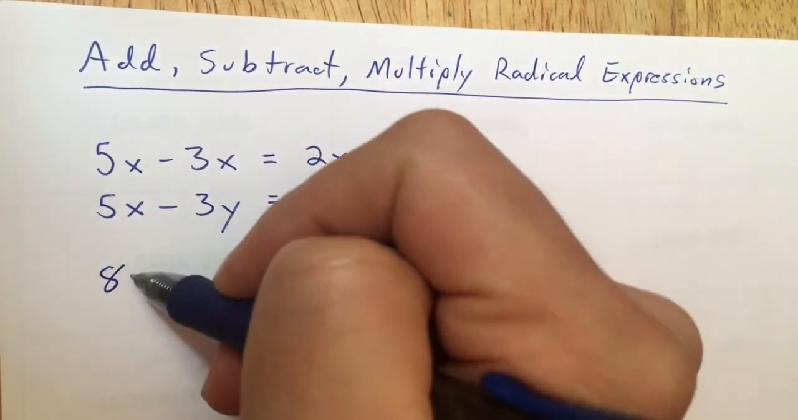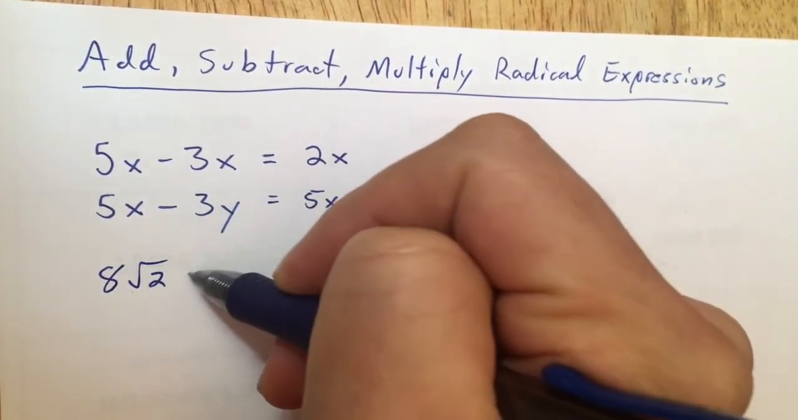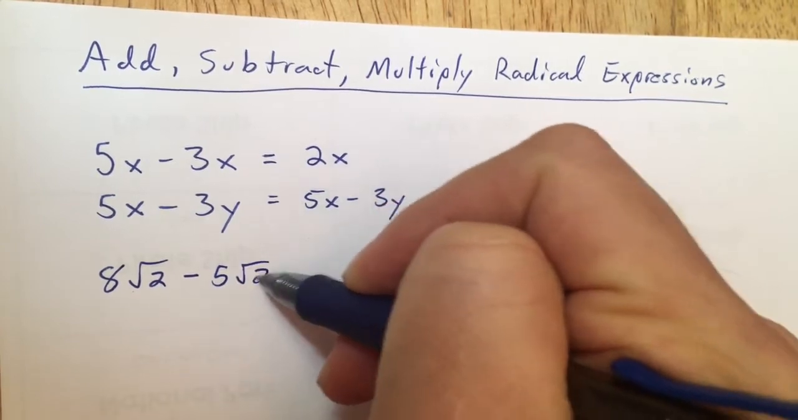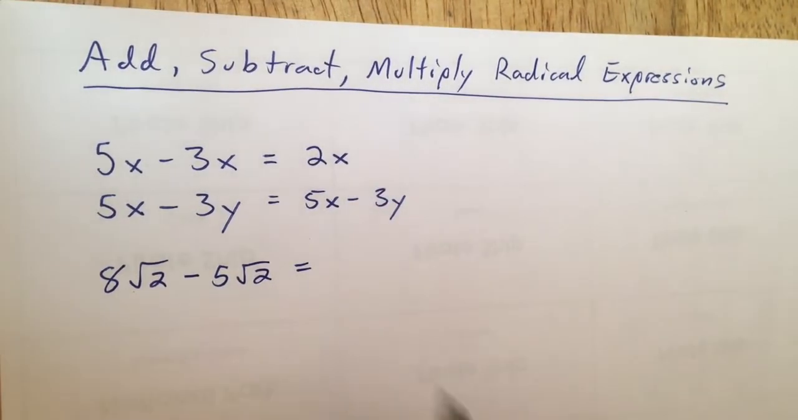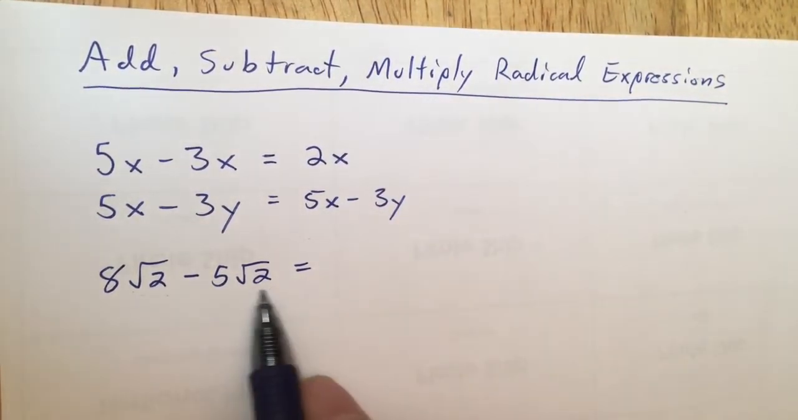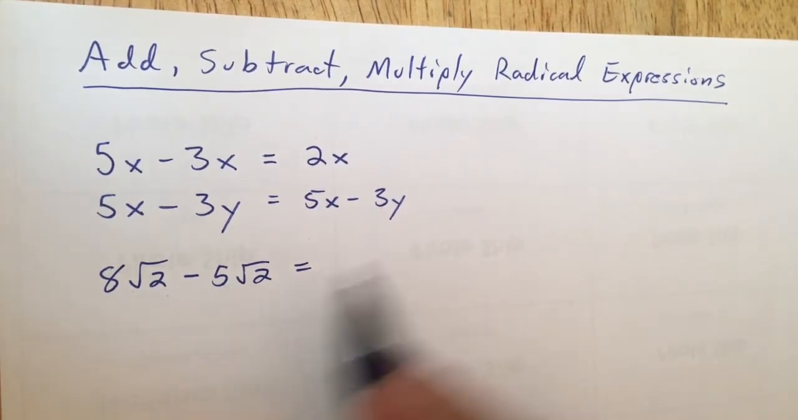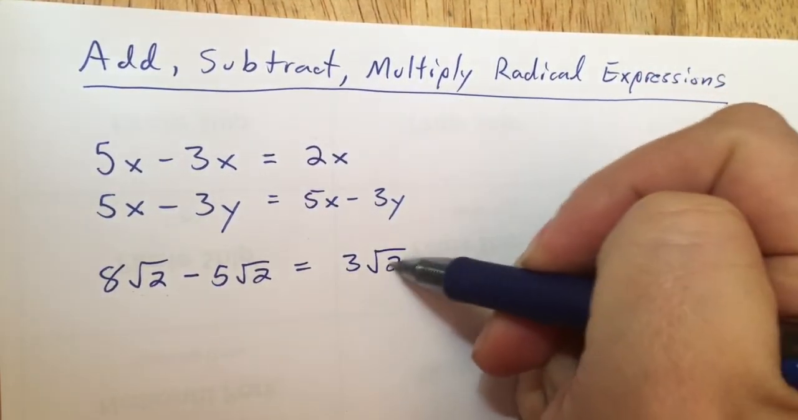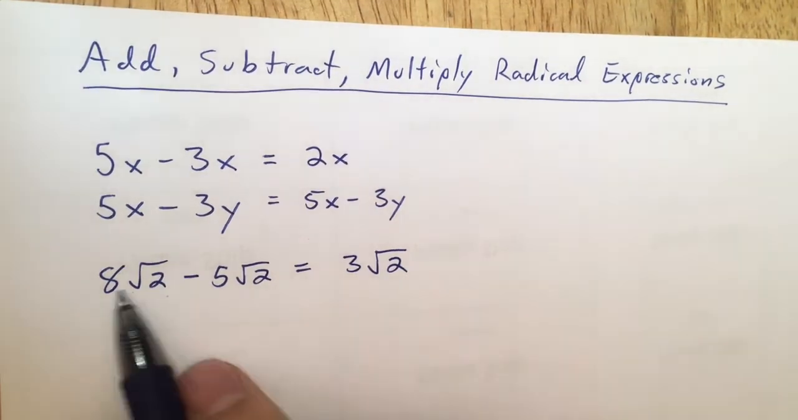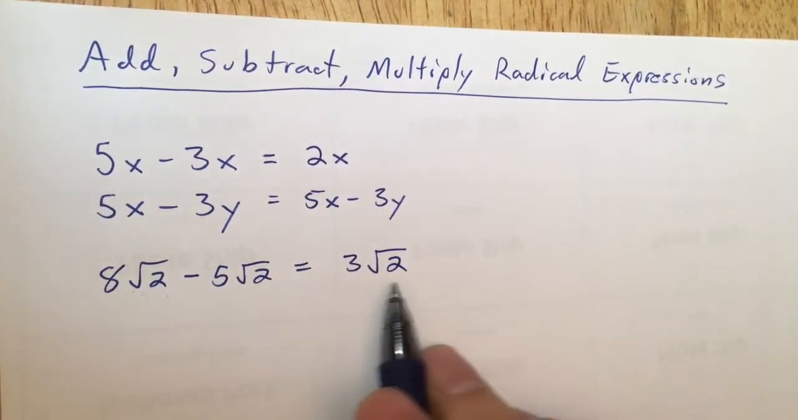So if I have something like 8 root 2 minus 5 root 2, I can combine these because the radical part is the same. I have 8 of these minus 5 of these, so that means I have 3 of these. So just by subtracting 8 minus 5, I can get the answer here.